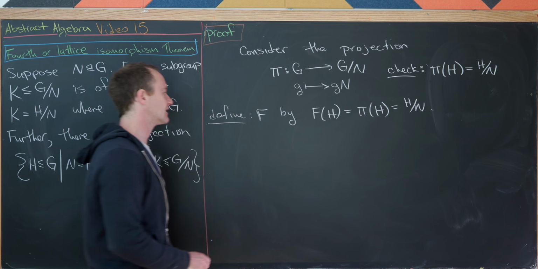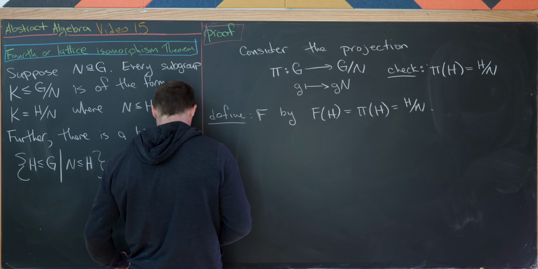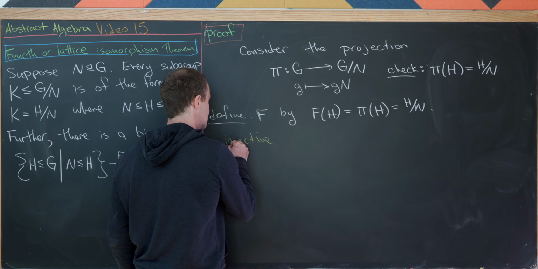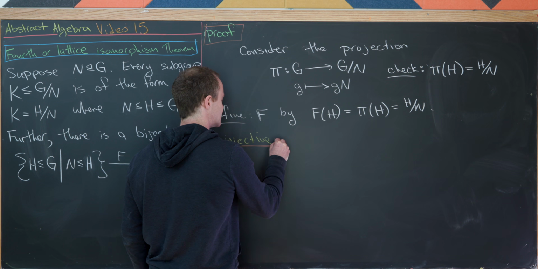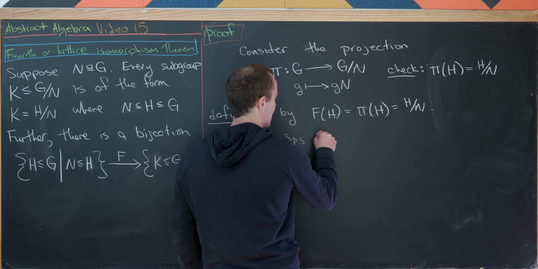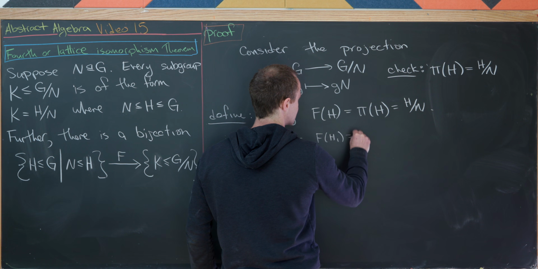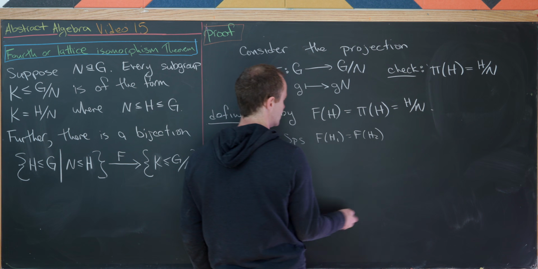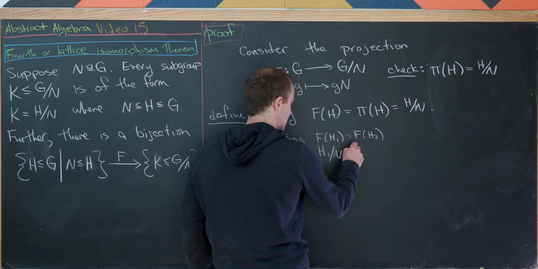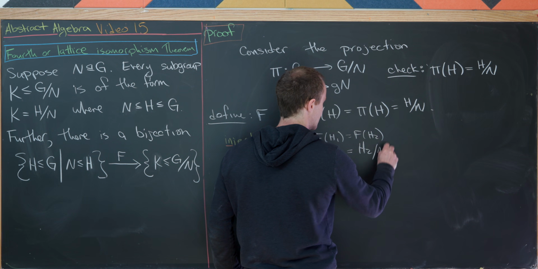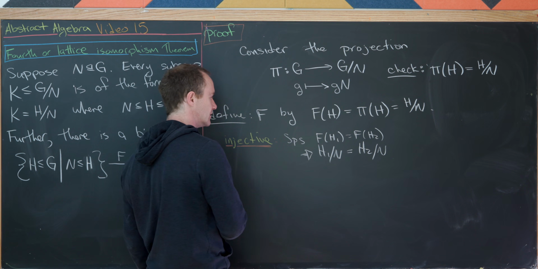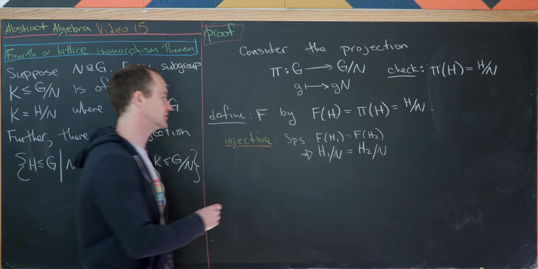Okay, so anyway, let's check that this is injective, and then after that we can check that it's surjective. And this is not a homomorphism, so this is just a set theoretic map. So let's suppose that f of h1 equals f of h2. And let's observe that that means that h1 mod n equals h2 mod n. And then what we want to show is that h1 is equal to h2. And we can do that by double set inclusion.